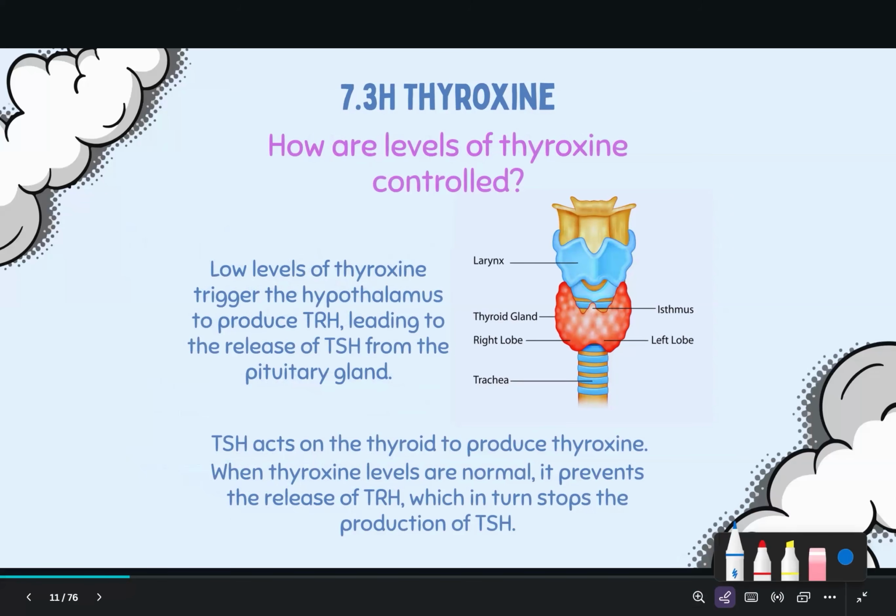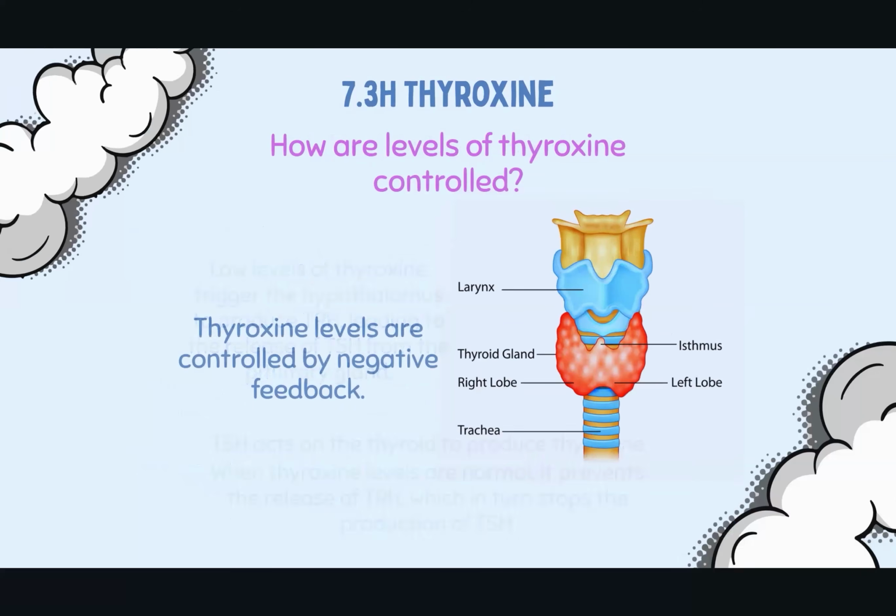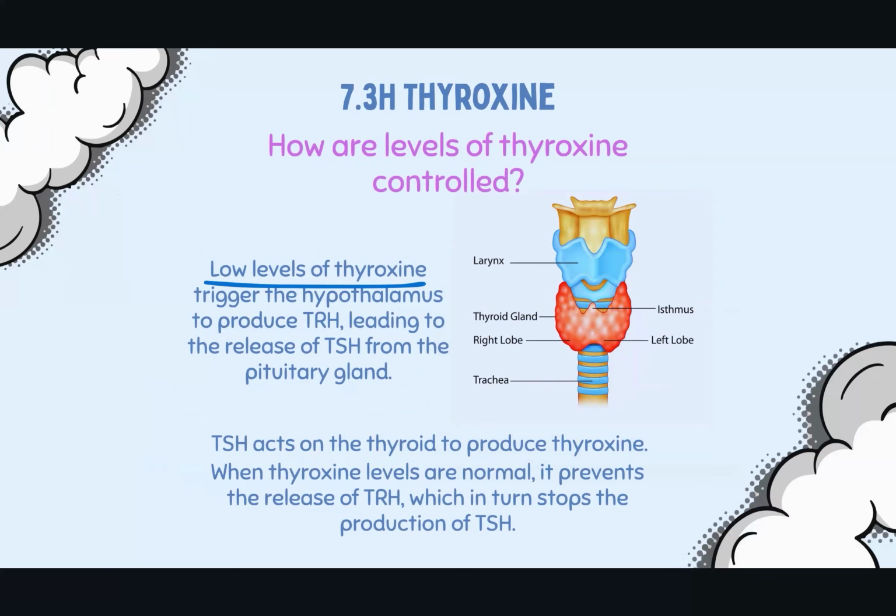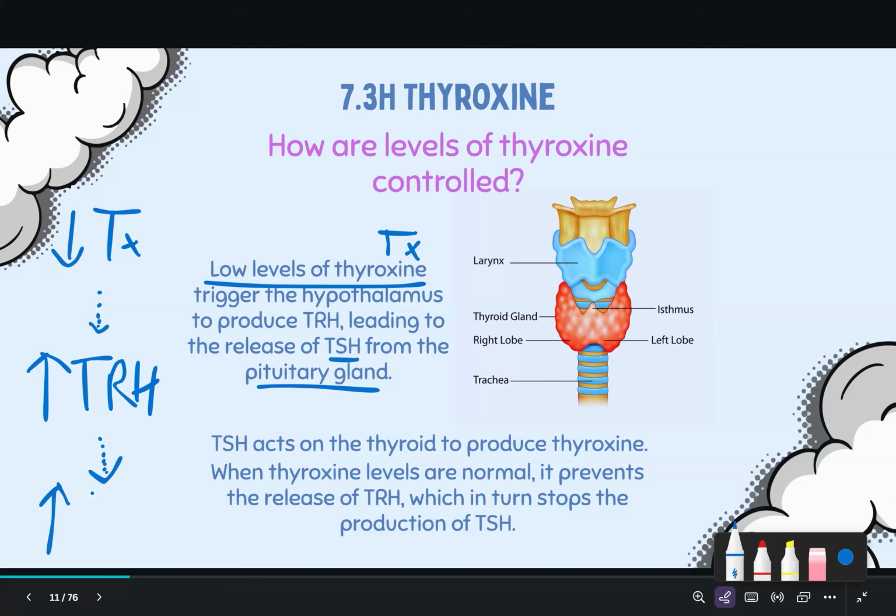Okay, so it says here low levels of thyroxine. So let's start with that. We have low levels of thyroxine. So let's call it T. Thyroxine is T. Now, that triggers the hypothalamus to produce TRH. So we get an increase in TRH. That causes the pituitary gland to release TSH. So we now have an increase in TSH.